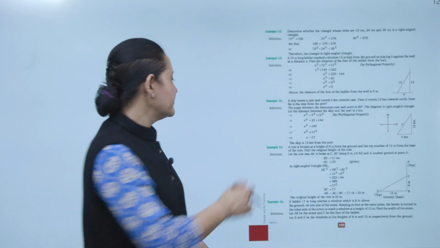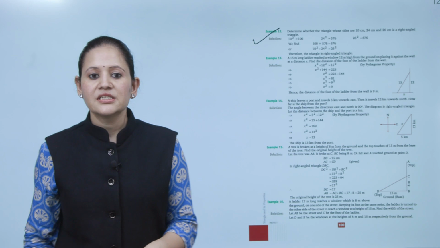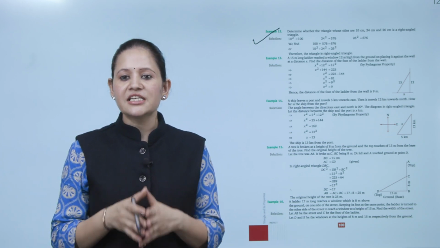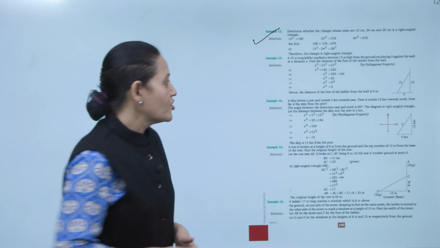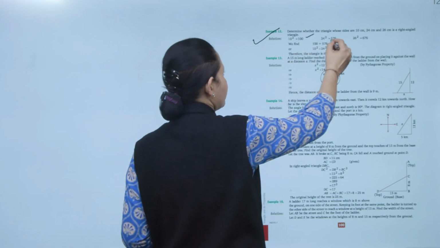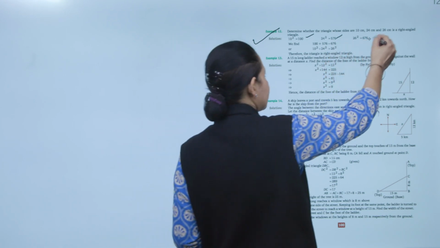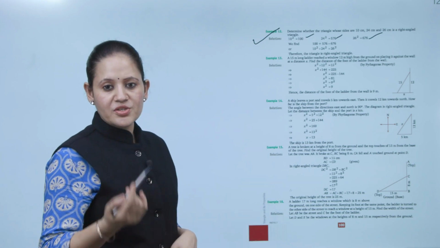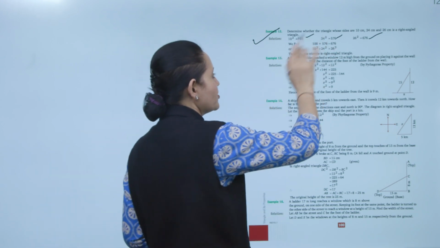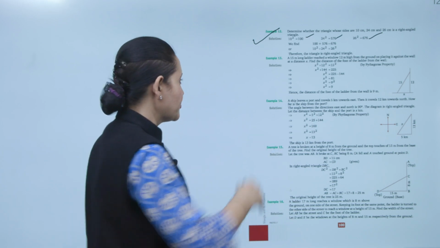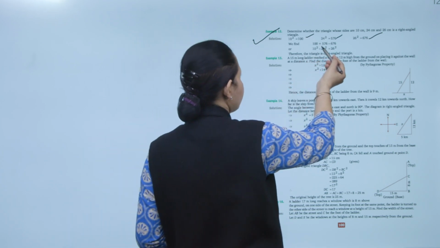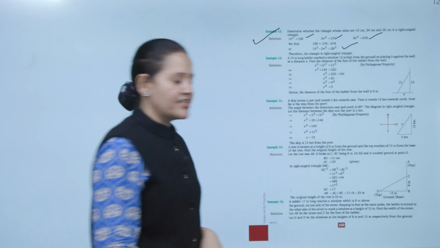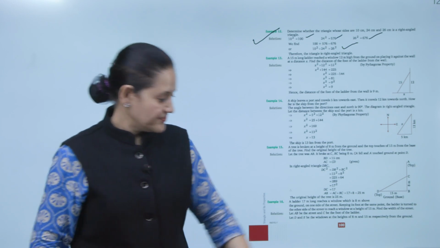We will take an example here. Determine whether the triangle whose sides are 10 cm, 24 cm and 26 cm is a right angle triangle. So, square of 10 that is 100, square of 24 is 576 and square of 26 is 676. So, जो भी larger side है उसका square है that should be equal to the sum of squares of the other two smaller sides. So, 100 plus 576 equals 676. That means the triangle is a right angle triangle. Clear?